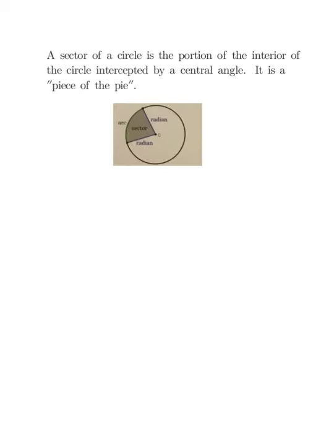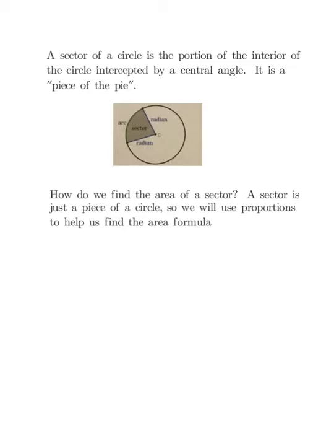A sector of a circle, by definition, is the portion of the interior of the circle that's intercepted by a central angle. When I think of this, it always just looks like a piece of the pie to me. Anytime you have cut a piece of pie, you have been cutting a sector of a circle. We want to be able to find the area of the sector of a circle. So how do we find that area?